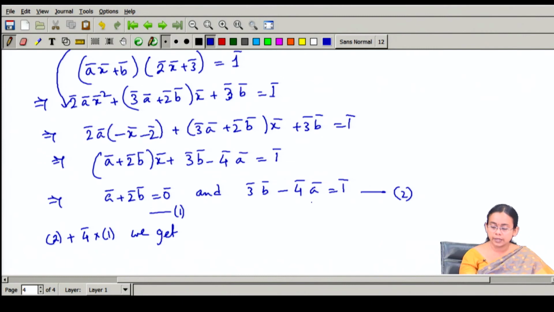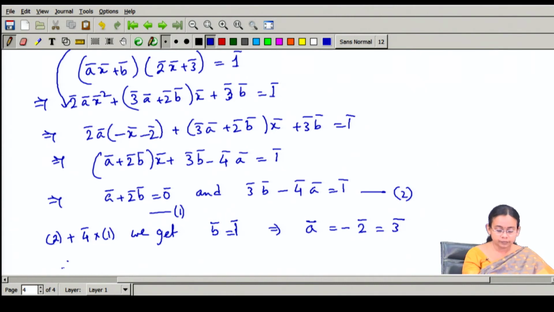So, this second equation is there, and the first equation we are multiplying by 4 and adding. If I multiply the first equation by 4, then this 4 bar a bar will get cancelled, and I will be left with the following: b bar should be equal to 1 bar. Now, if I substitute the value of b bar here, then a bar should be equal to minus 2 bar, and minus 2 bar is nothing but 3 bar.